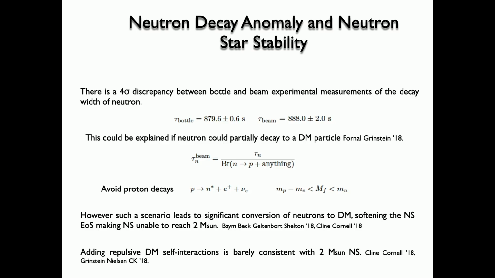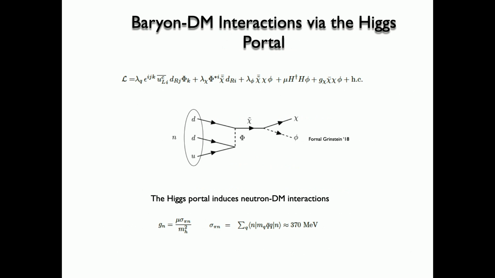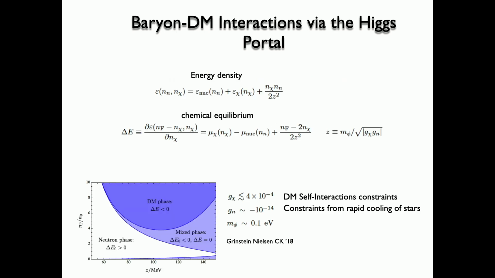And people tried to figure out how one can solve this by putting in dark matter self-interactions. This is actually the model of Fornal and Grinstein from 2018, that shows how this neutron decay can take place. So this chi is the dark matter particle, and phi is a light mediator. The idea of resolving this issue was to add a Higgs portal, a repulsion between neutrons and dark matter. By adding this term here, one can actually go and solve the equation of state, so find where the chemical equilibrium is.